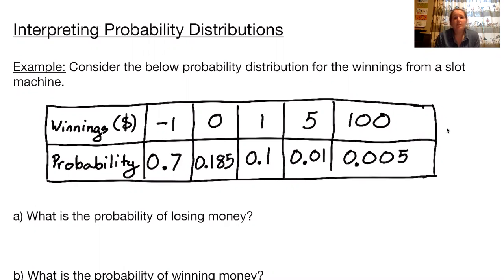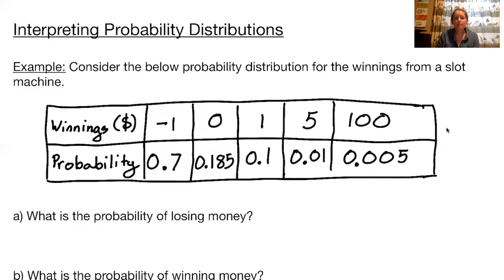So in this example, consider the below probability distribution for the winnings from a slot machine. The winnings are in dollars. You can have -$1, as in you pay to play and you get nothing out, so you lose $1. $0, $1, $5, and $100. These are your net winnings. So you pay $1 to play, and if you get the dollar back, you have $0 in total winnings.